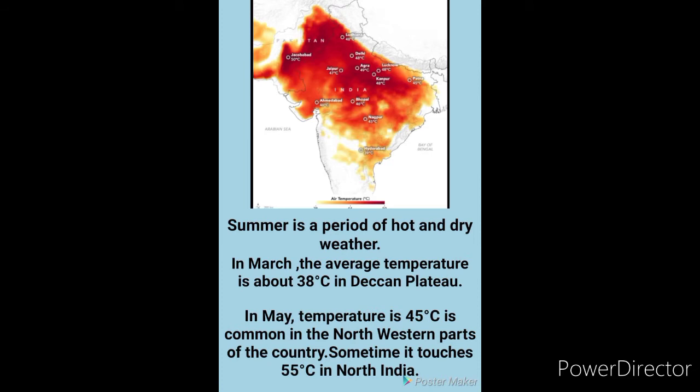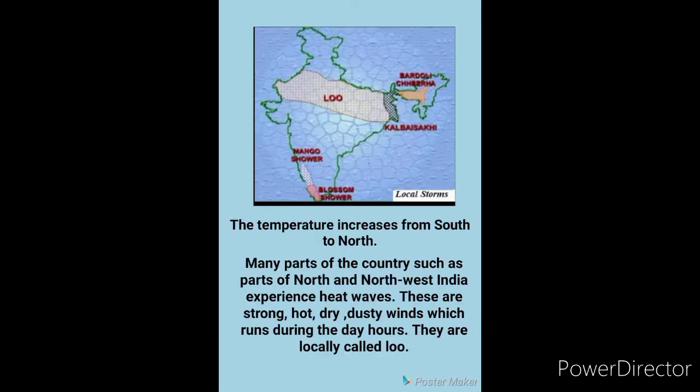In May, temperature of 45 degrees Celsius is common in the northwestern parts of the country. Sometimes it touches 55 degrees Celsius in some parts of North India. The temperature increases from south to north. Many parts of the country, such as parts of North and Northwest India, experience heat waves. These are strong, hot, dry, dusty winds which blow during the day hours.